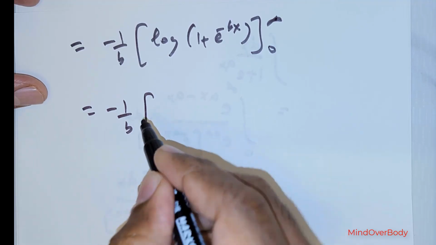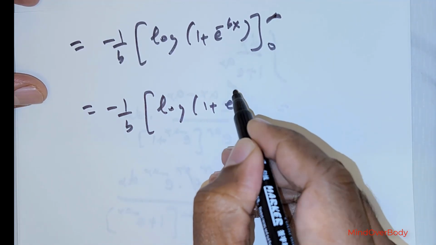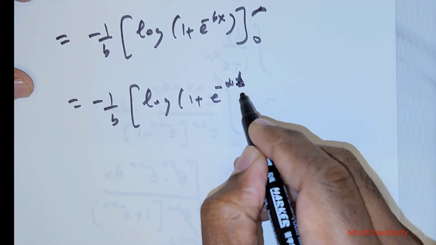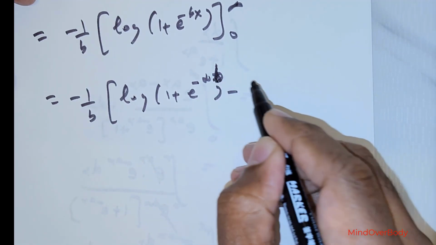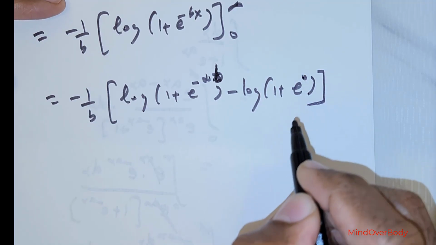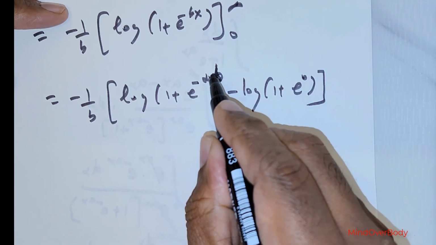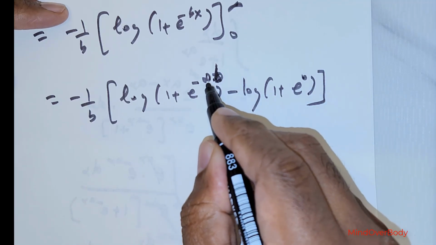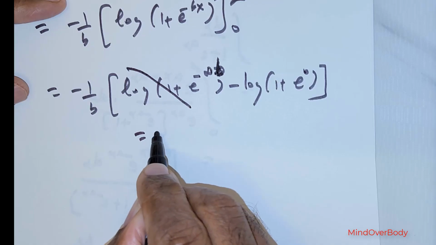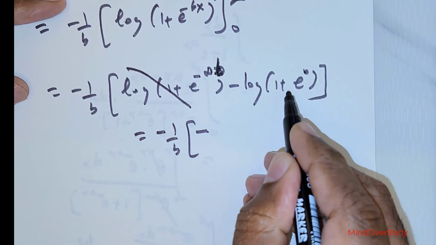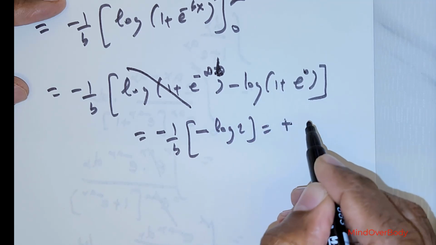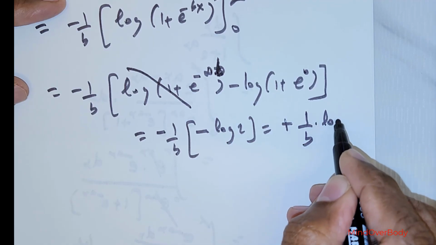So I get negative 1 over b log of 1 plus e raised to the power of negative infinity times b, minus log of 1 plus e raised to the power of 0. Now e raised to the power of negative infinity is going to be 0, so this is going to be log 1, and log 1 is 0. So you have negative 1 over b times negative, this is going to give me 1, so 1 plus 1 is log 2. So this is going to be positive 1 over b times log 2.